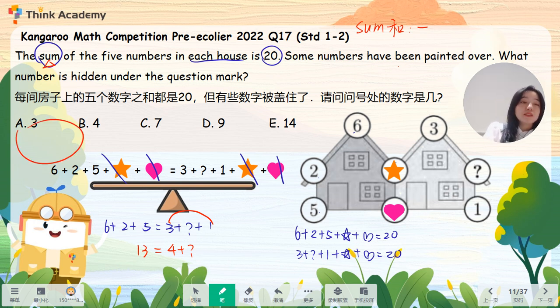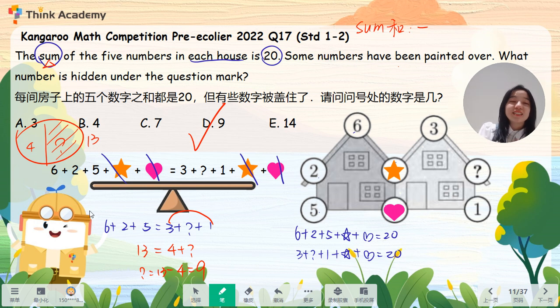In the first lesson, operation without numbers, we already learned: if we have 4 added by something, and we know the total, to find the part of the circle, we just need to take away 4 from 13. We can get that the question mark is exactly 9. D is correct. This is our first solution. You can see in this solution, we do not really need the number 20. We just need to know the sum of 5 numbers in each house is the same.